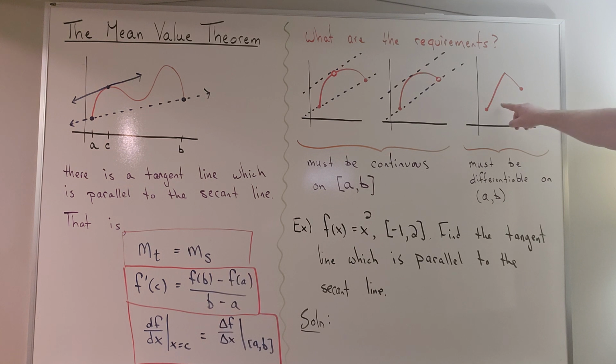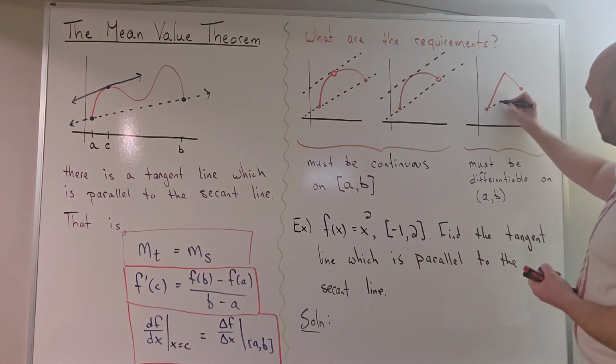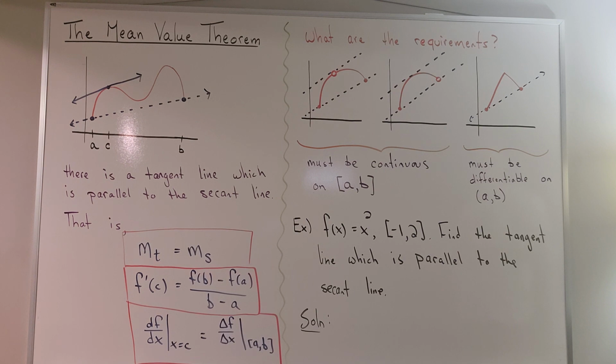It also must be, let's go over to this one, and let's say I was to put a secant line, so it is continuous in this case. Well, where would there be a point where there's going to be a tangent line that is parallel to this? Well, if I think of this as a straight line and this as a straight line, then it's nowhere on there, nowhere on here.